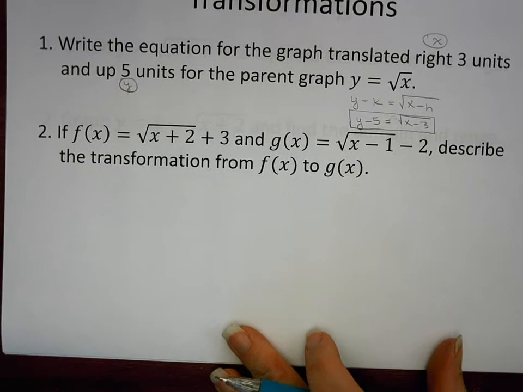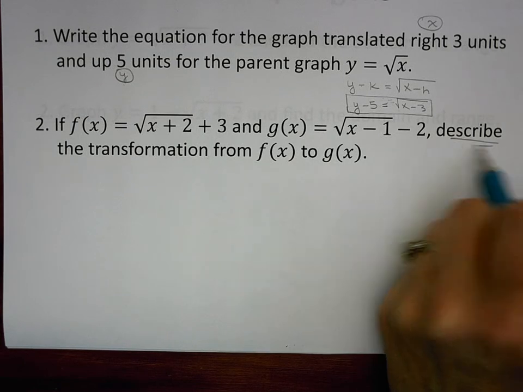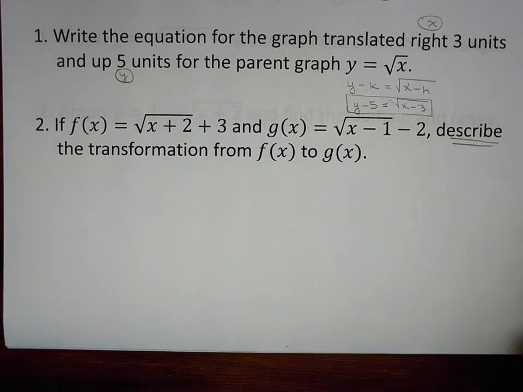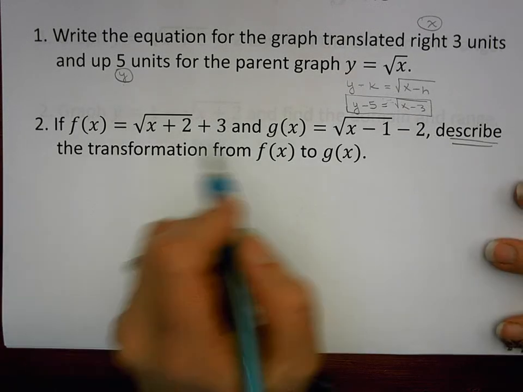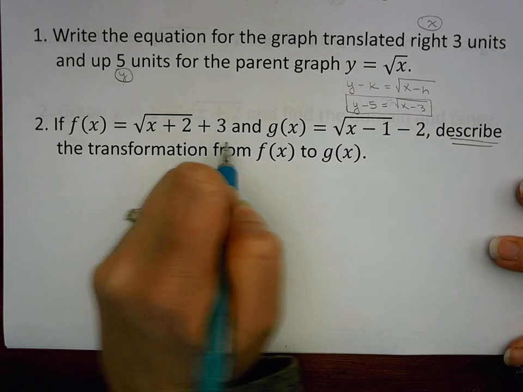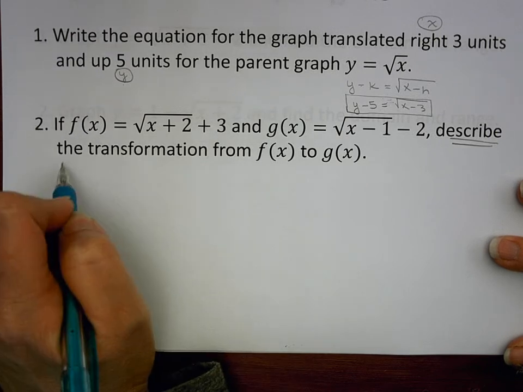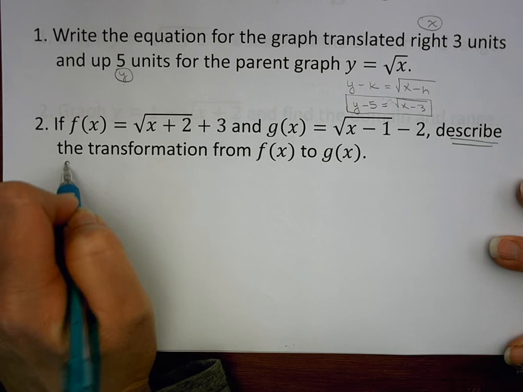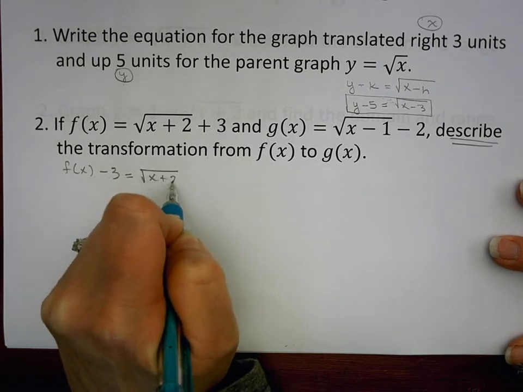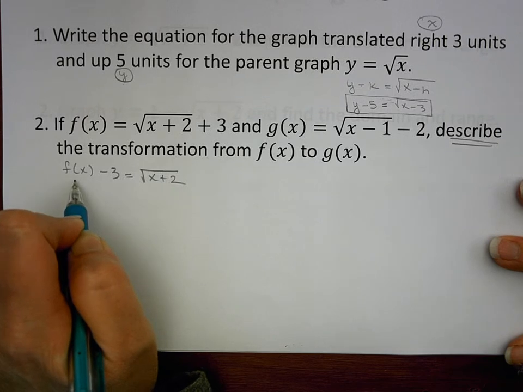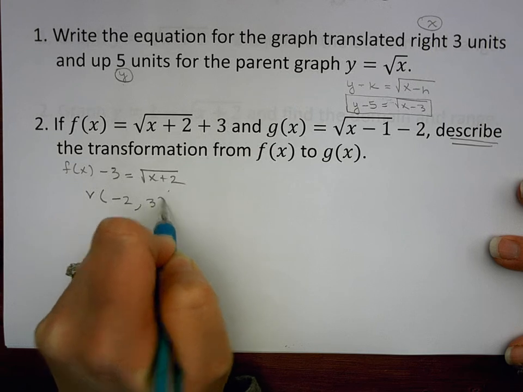For number 2, we're looking to describe the transformation. So when they say describe, they want you to say things like left 5, down 7, or something like that. And we're going from f to g. So I'm going to rewrite this into standard form, or into vertex form. So I'm going to subtract the 3 over. And f of x is just the same as y. So my vertex for this one is negative 2, positive 3.